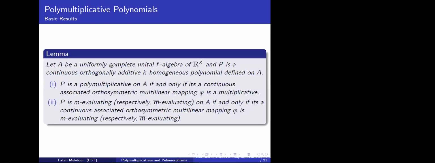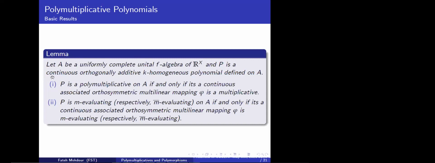Okay. But we are just at the end of the presentation. In the following lemma, we quickly give two results. It's one of our basic results, which gives the relation between the homogeneous polynomial P and its associated orthosymmetric multilinear mapping phi, for the evaluation characterization and the multiplicativity characterization.